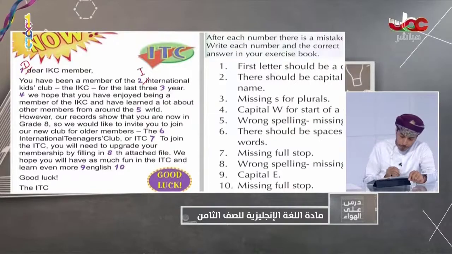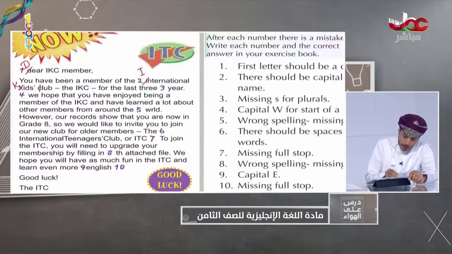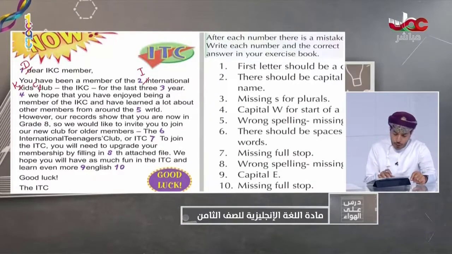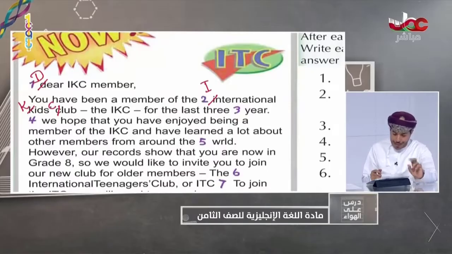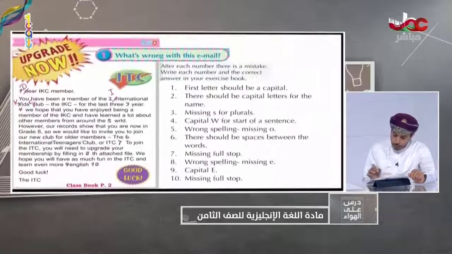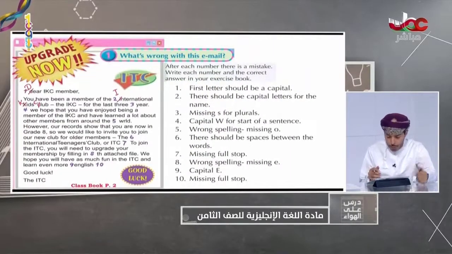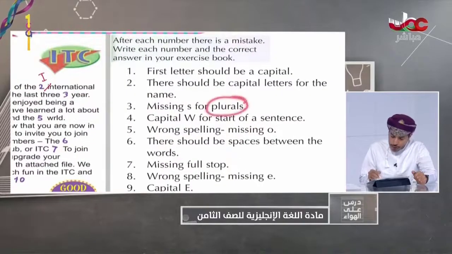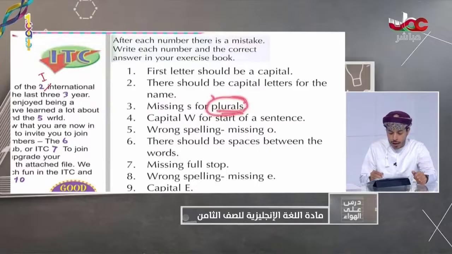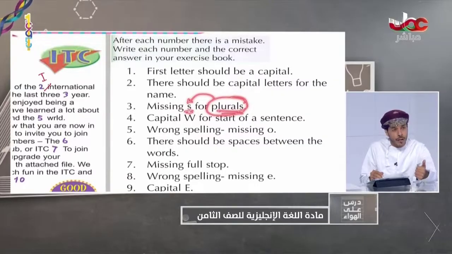Capital I, capital K, and capital C. Can you see them? I write them again in a new slide. Okay, so this is the correction for mistake number 2. And look at the third one. Missing S for the plural. And here we are talking about the plurals. What do we mean by plurals? And here we are linking it to the letter S.